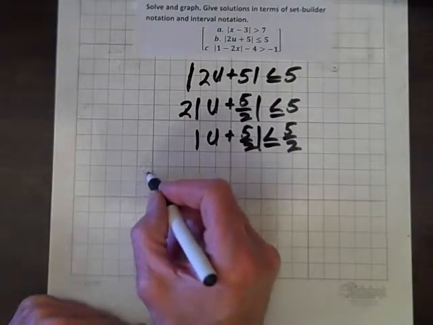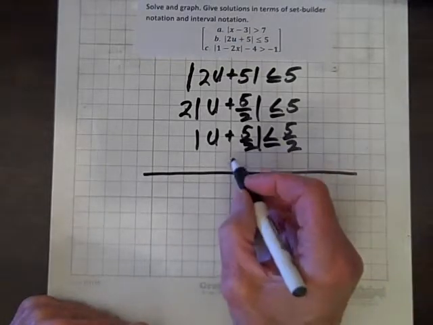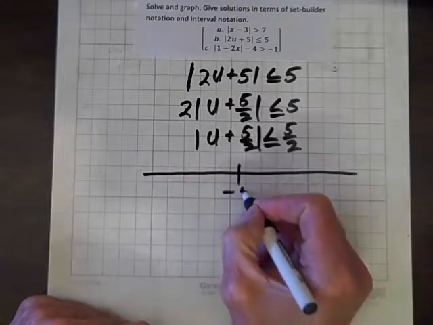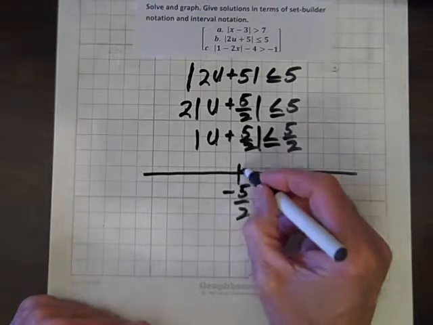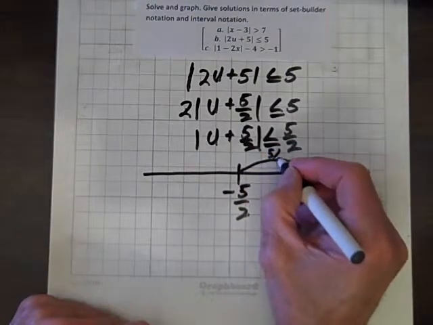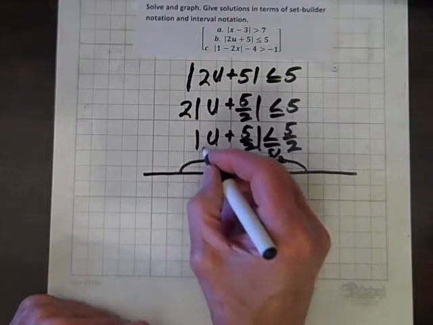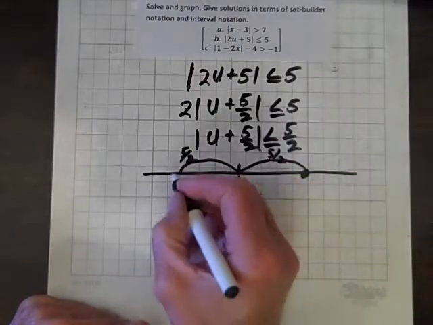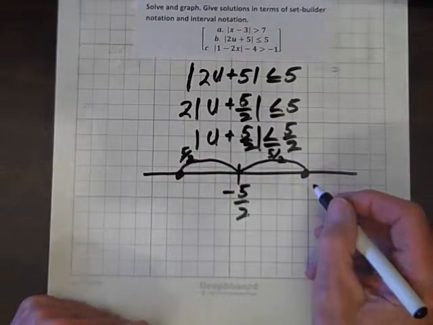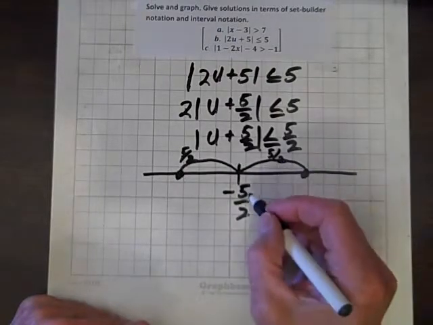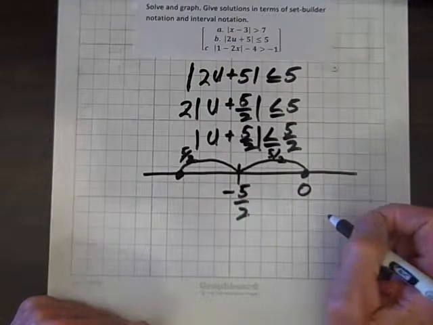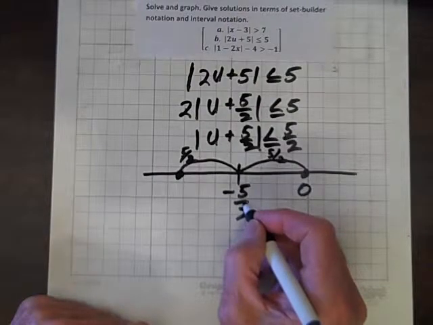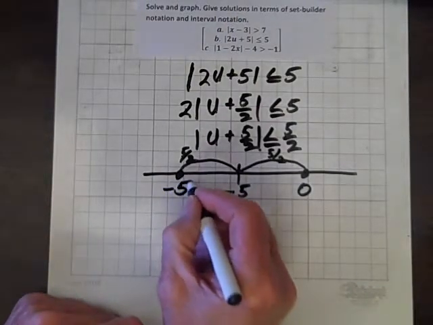Now, we're ready to draw our number line. The center is at, what's the opposite of plus 5 halves? It's negative 5 halves. Now we're going to go 5 halves in either direction. And since there's an equal sign associated with the inequality, we'll use solid circles. Now, adding 5 halves to negative 5 halves, we land at 0. Subtracting 5 halves from negative 5 halves, we land at negative 5.